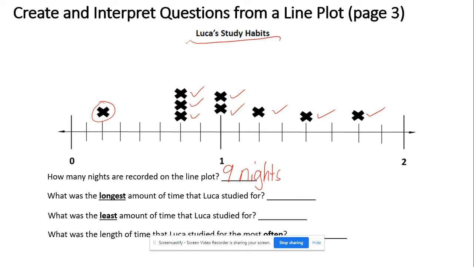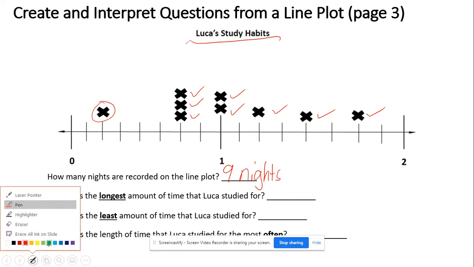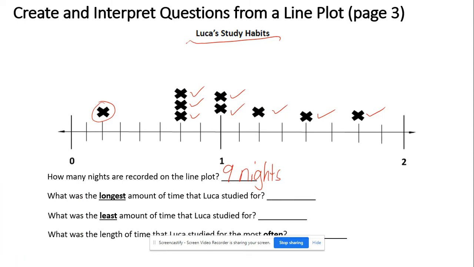What is the longest amount of time that Luca studied for? Longest amount of time. So this is when we're going to be looking at our number line at the very bottom to see which is the biggest number or the furthest on our number line with at least one X above it. We can see that's right here. So we're not quite yet at 2. So we know that it's at least 1 hour because each of these whole numbers represents an hour.